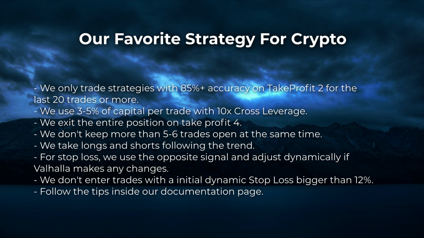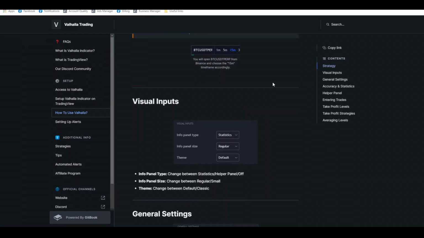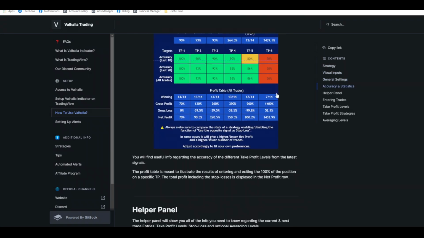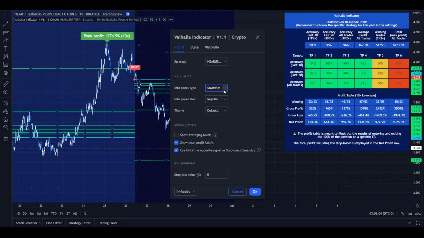Follow the tips inside our documentation page. We strongly advise you to create your own strategy according to your trading style, risk and capital management. After you have gone through our documentation and got your trading plan set, you will finally be ready to prepare your first trade. For this, we will use the helper panel, so go ahead and enable it from the settings menu.